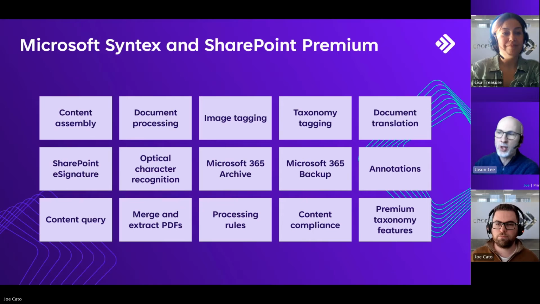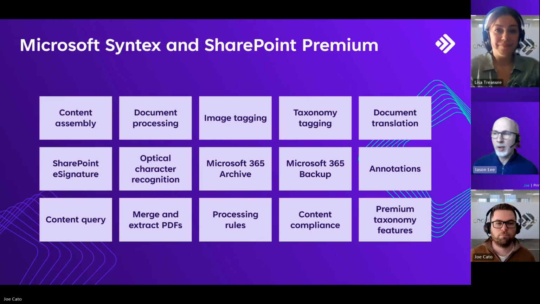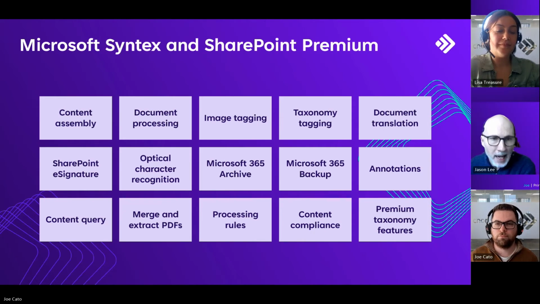We've got things like image tagging. So we can tag images in a library automatically using descriptive keywords to make them searchable. We can translate documents or video transcripts automatically. And we can use OCR, optical character recognition, to automatically scan images for printed or handwritten text and make that text searchable and usable.